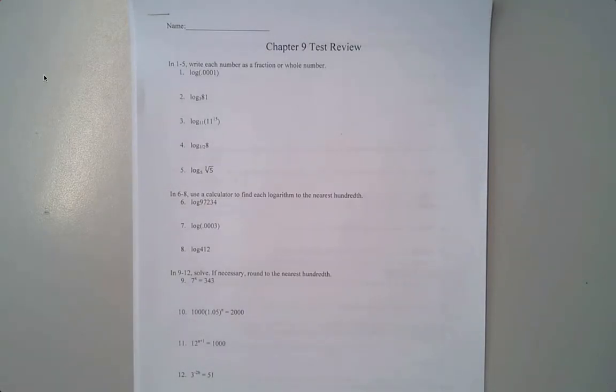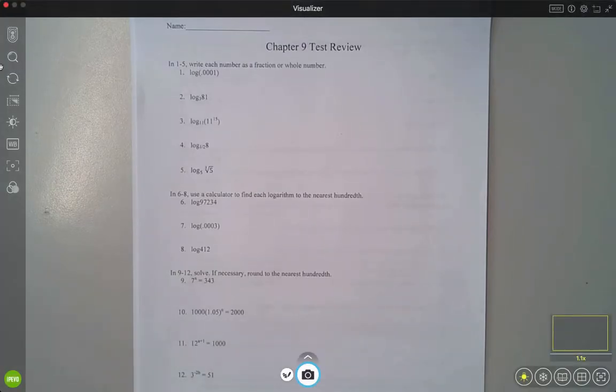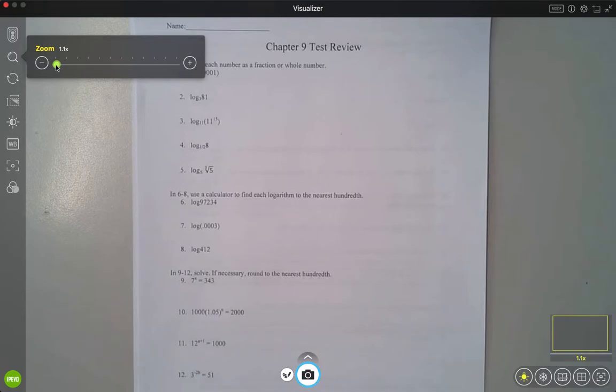So 1 through 5 says write each number as a fraction or whole number. Basically, they want you to evaluate here. And all of these are ones that could have been fair game on the no calculator part of your quiz.